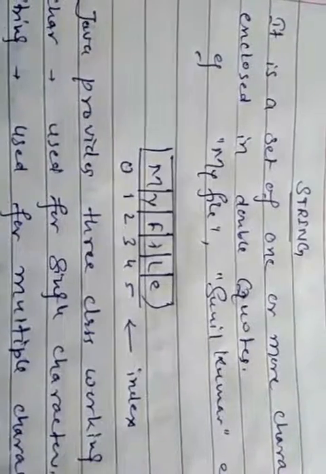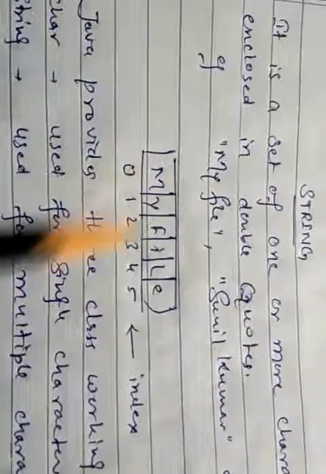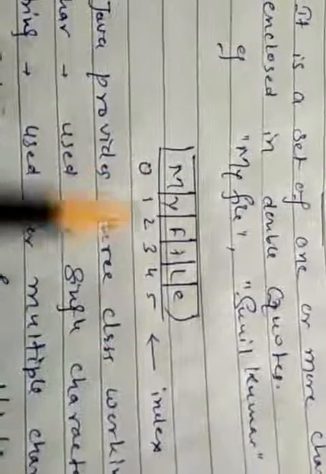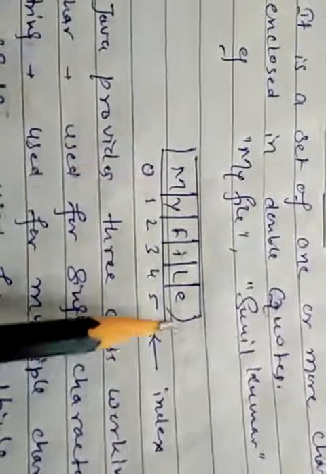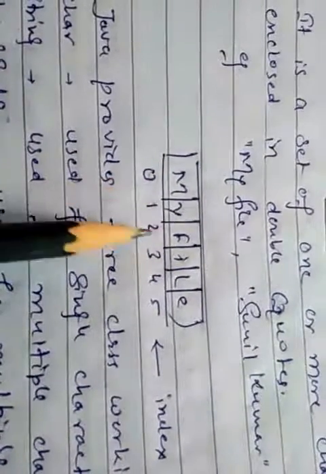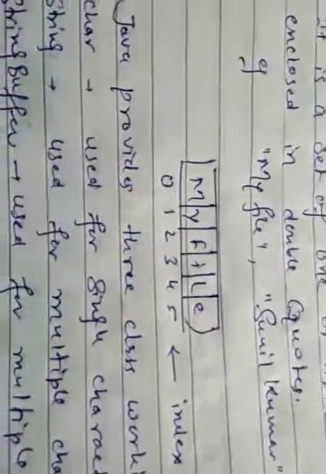When we are storing any string, the system will store this in computer memory, such as "my file". If we are storing continuously, m will be on 0 position, y will be on 1, f will be on 2. So these are called the index values of these characters.